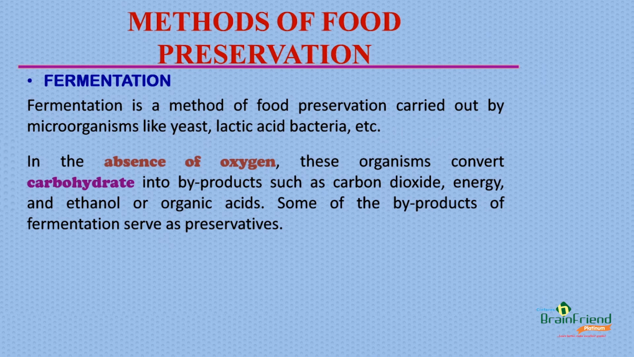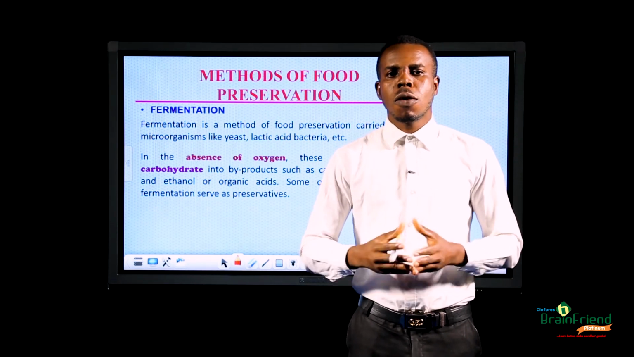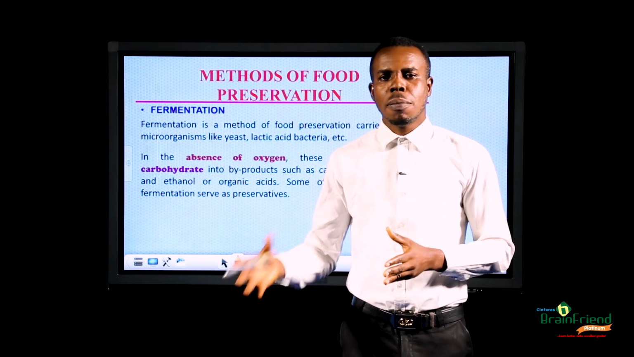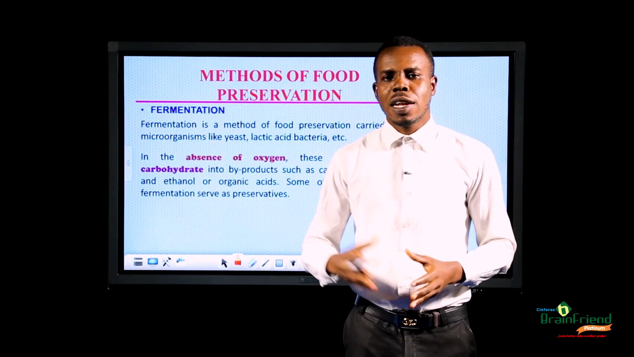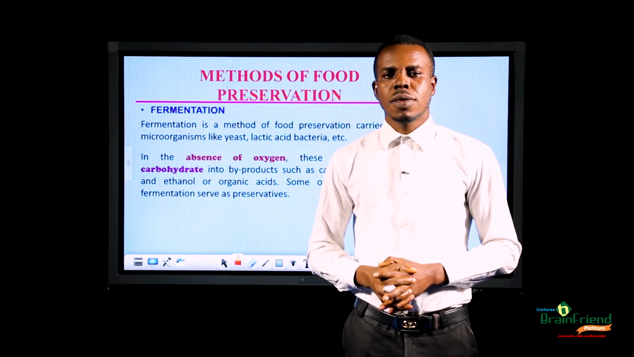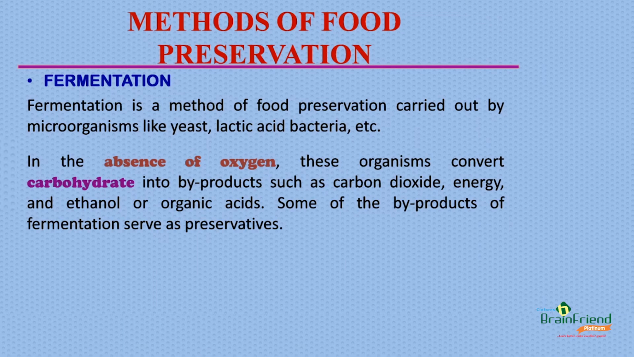The next method of food preservation we are going to be looking at is fermentation. Fermentation is a process carried out by microorganisms such as yeast and lactic acid bacteria. In the absence of oxygen, these organisms convert carbohydrates into byproducts such as carbon dioxide, energy, and alcohol, which is known as ethanol, or organic acids. The organic acids from fermentation can be used as preservatives of food.